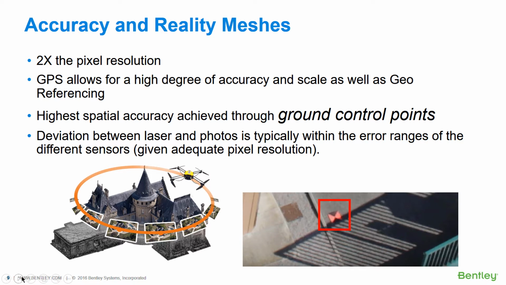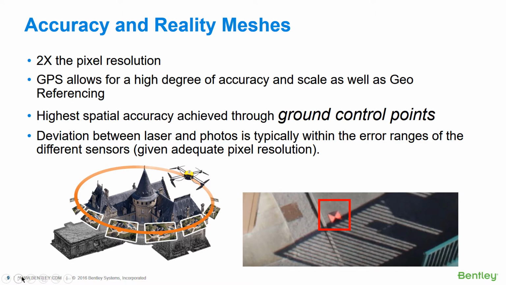The accuracy is 2 times the pixel resolution. So if 1 pixel covers 1 centimeter, 1 pixel covers 1 square centimeter, then the resolution of your reality mesh is 2 centimeters. So it's 2 times the pixel resolution. And that's 2 centimeters per pixel.